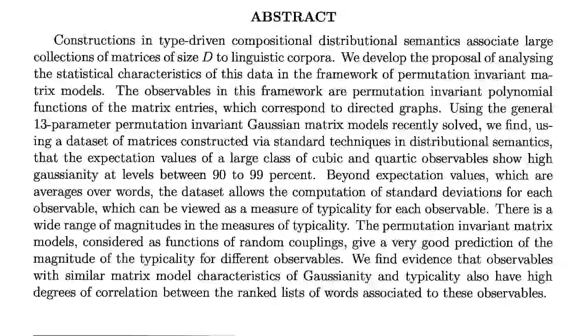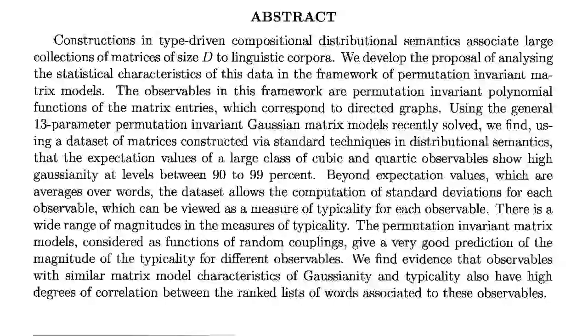Constructions in type-driven compositional distributional semantics associate large collections of matrices of size D to linguistic corpora. Okay, so what that's saying is that for every word, you're going to get a matrix, I think. And that matrix is going to represent something about the meaning of the word, including how it composes with other words. So if you've got a matrix for black and a matrix for cat, and you compose those two words together to get black cat, then the matrix for black and the matrix for cat compose such that you get a new matrix, which somehow represents the meaning of black cat.